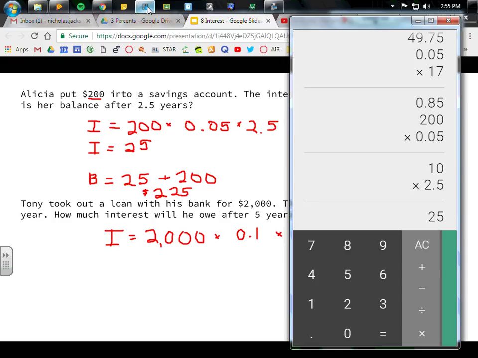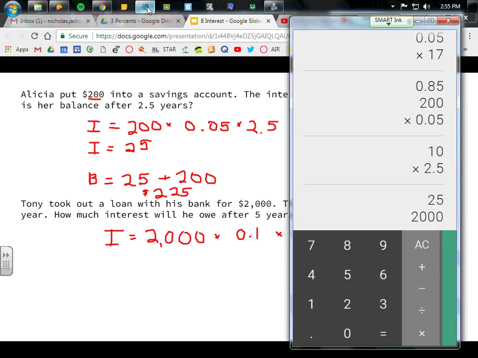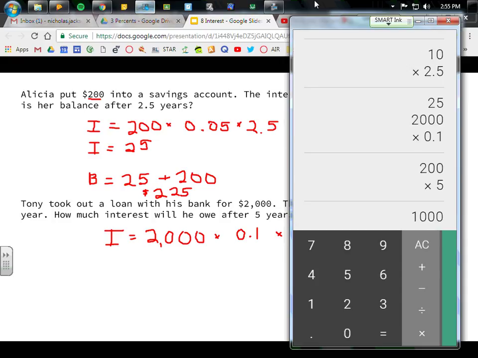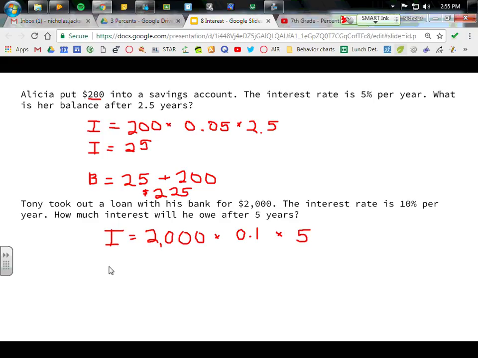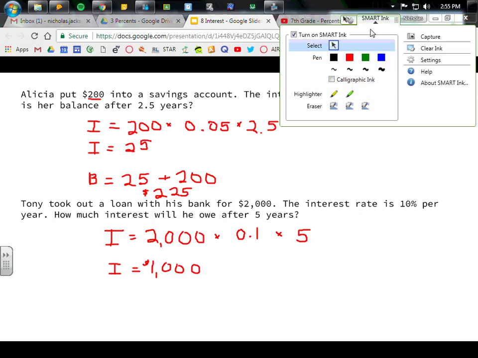So 2,000 times 1/10 times 5 is $1,000. Now for this problem, that's where we could stop. We want to know how much interest he's going to owe. So he's going to owe $1,000. If we wanted to know the total amount he would have to pay back, we could add this 1,000 to this 2,000 to get 3,000. But this is his interest, $1,000. All right.